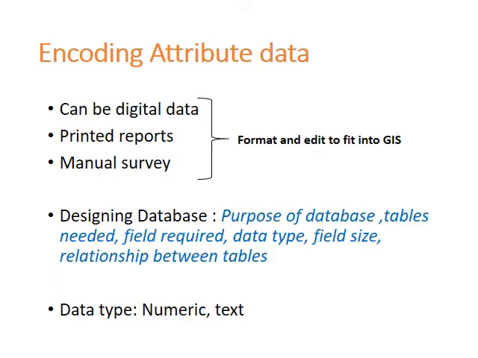Now, once your spatial data is encoded, the next thing is to encode your attribute data. The attribute data can be digital data, it can be from printed reports, or it can be from a manual survey. Basically, you need to enter this information into the GIS database. You have to format and edit it in order to fit into the GIS format.